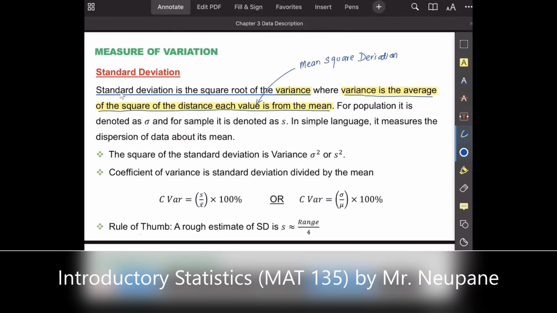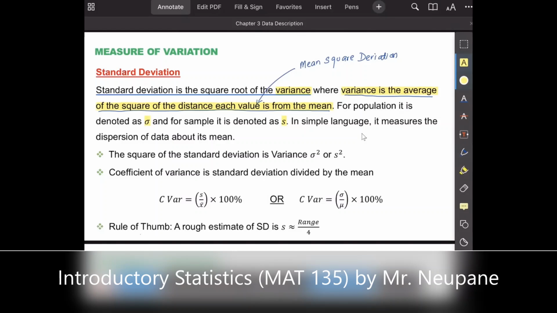So you can see that as the standard deviation involves the calculation of a square root of variance, and variance is the average of the square of the distance from the mean, the first thing that we must do while calculating the standard deviation is finding the mean. And we already learned how to find mean in the previous class. So for population, the standard deviation is denoted by this lowercase Greek letter, sigma. And for the sample, the standard deviation is denoted by the lowercase English alphabet s.